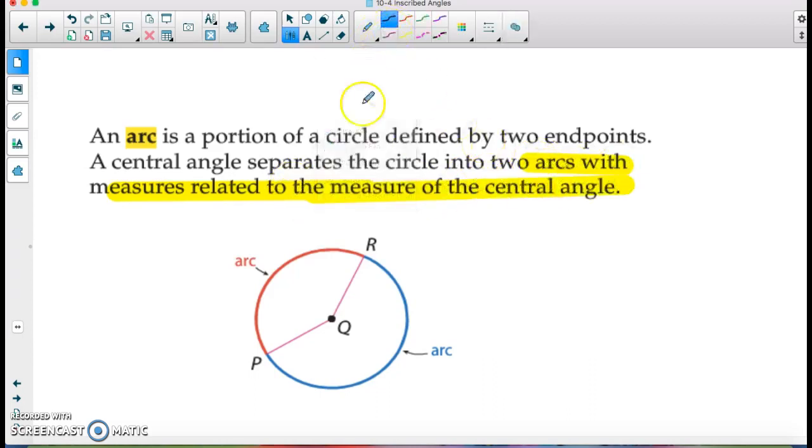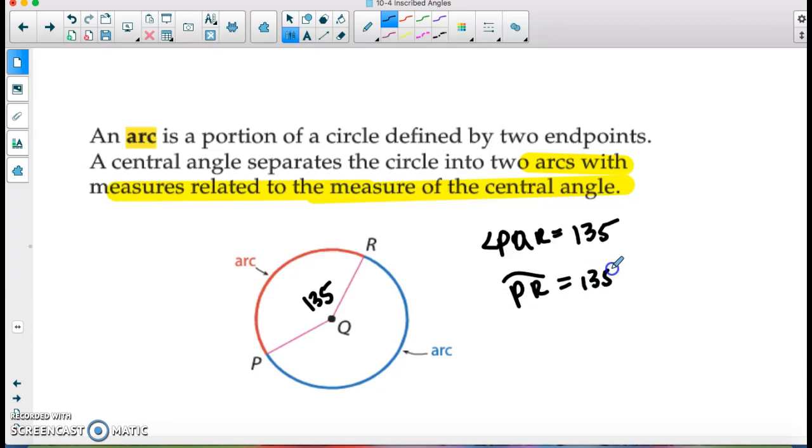So for example, if this was 135, angle PQR, since that's a central angle, if that was 135, then we could say arc PR would also be 135. So just know that the central angle is the same as the arc.